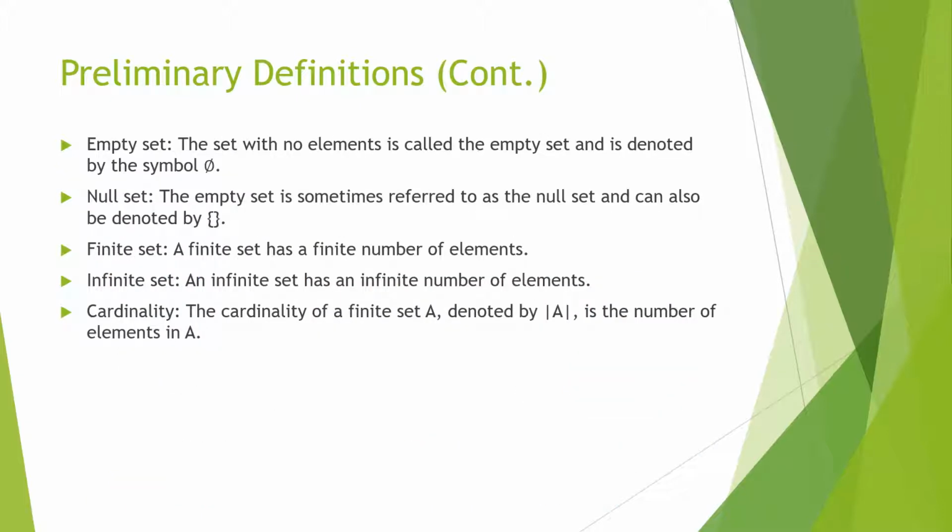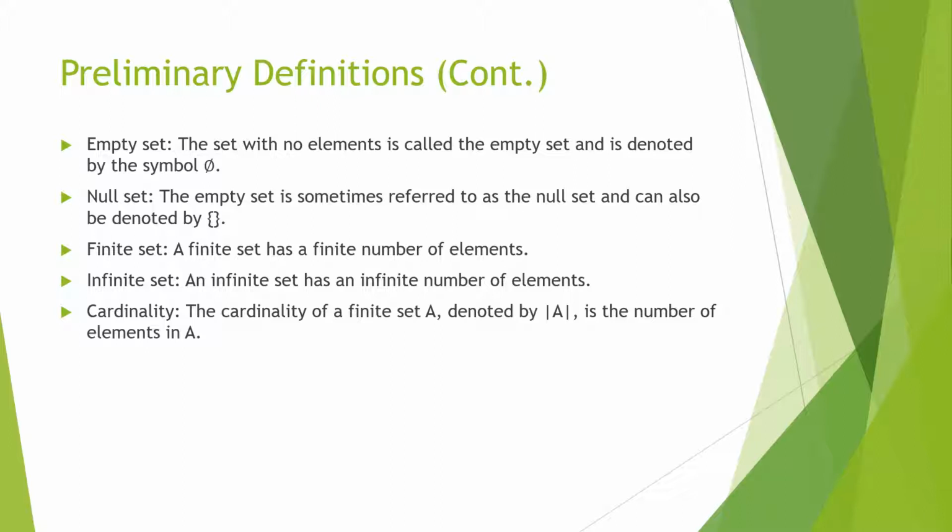Let's continue the preliminary definitions by defining an empty set. The set with no elements is called the empty set, and it is denoted by this symbol. The null set is another name that refers to the empty set, and it can also be denoted by two curly braces with no elements in it. A finite set is a set that contains a finite number of elements. An infinite set is a set that contains an infinite number of elements. For example, the set of all integers is an infinite set, but a set of integers from 1 to 100 is a finite set because the number of elements in it is finite.